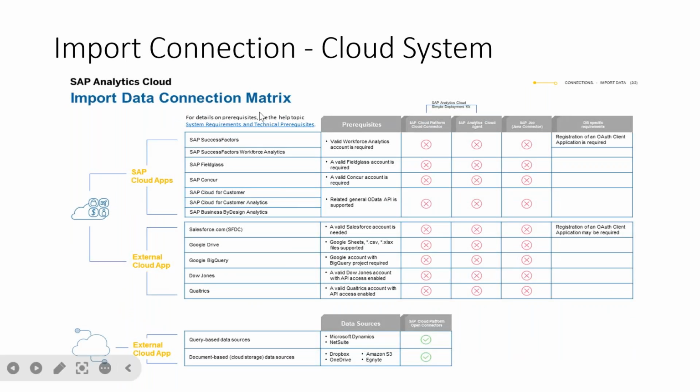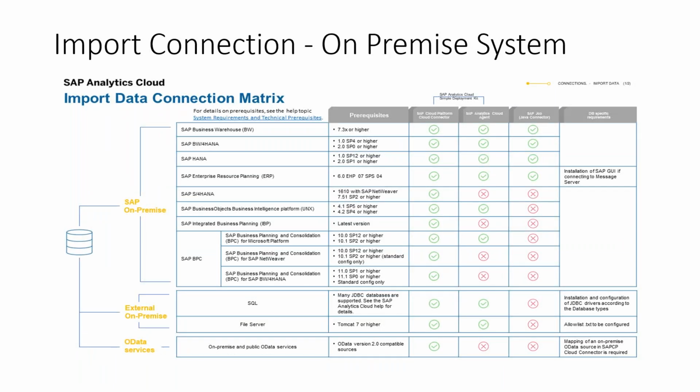If it is cloud, and you want to connect with some kind of cloud application like SuccessFactors, Fieldglass, Concur, Salesforce, Google Drive, Google BigQuery, you don't need anything, guys. For a few external applications, we need an open connector. This is also by default configured in SAC, so you can ignore that. It's right away available. So this is about an import connection from on-premise and cloud. Okay.